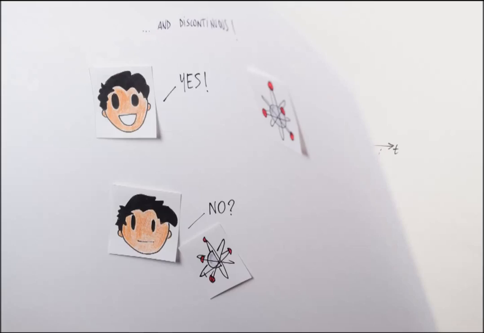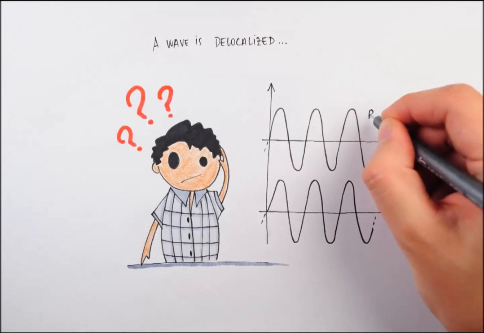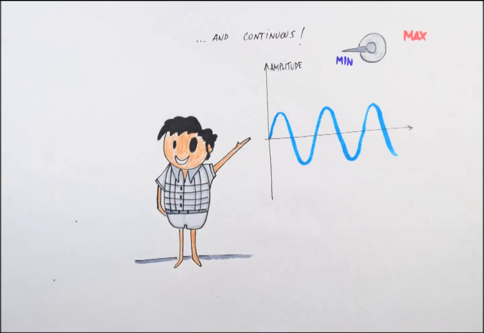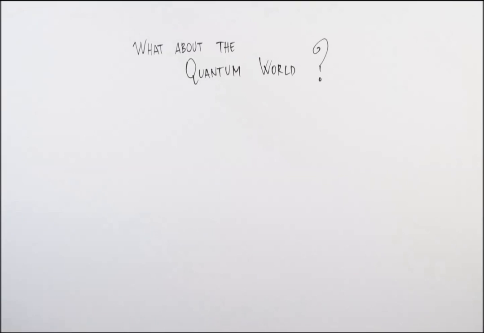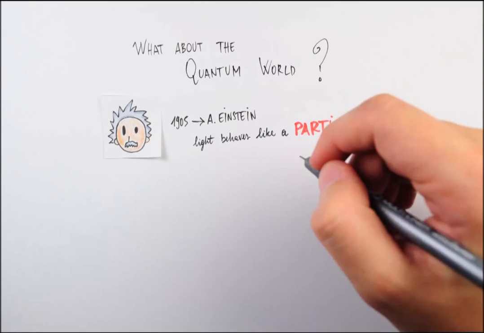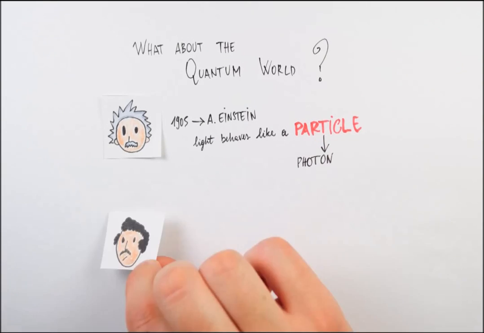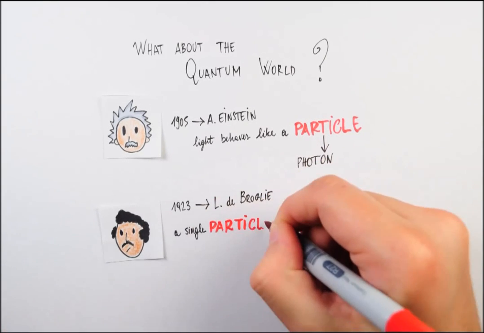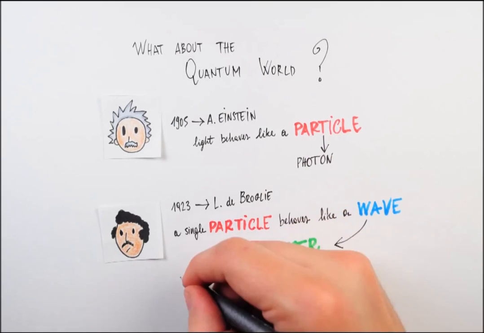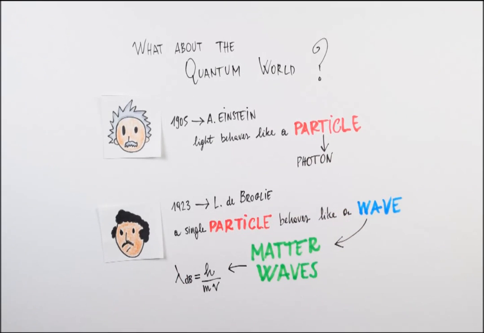On the contrary, a wave is something delocalized, something which extends over a region of space-time. A wave is continuous and you can tune its amplitude as you wish. However, according to quantum mechanics, things get really mixed up. If we believe Einstein, then waves behave like particles. However, if you believe the hypothesis of de Broglie, a single particle can also behave like a wave. Really weird.